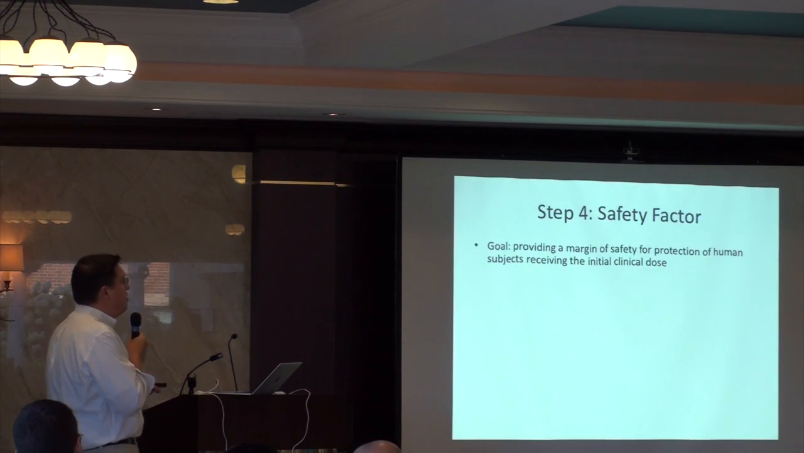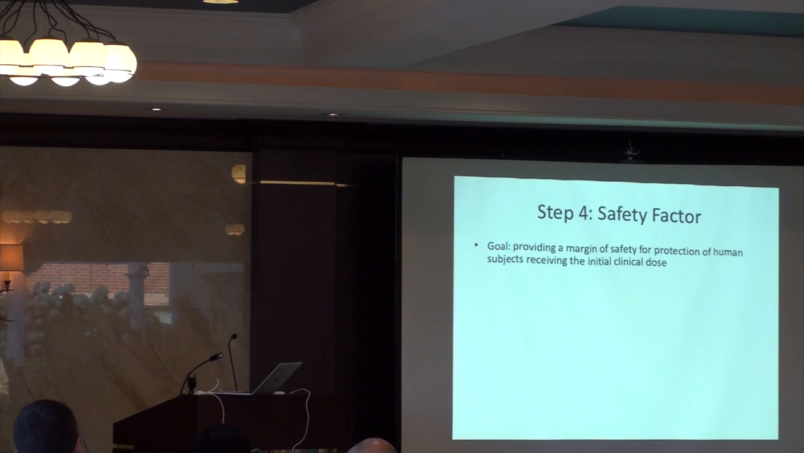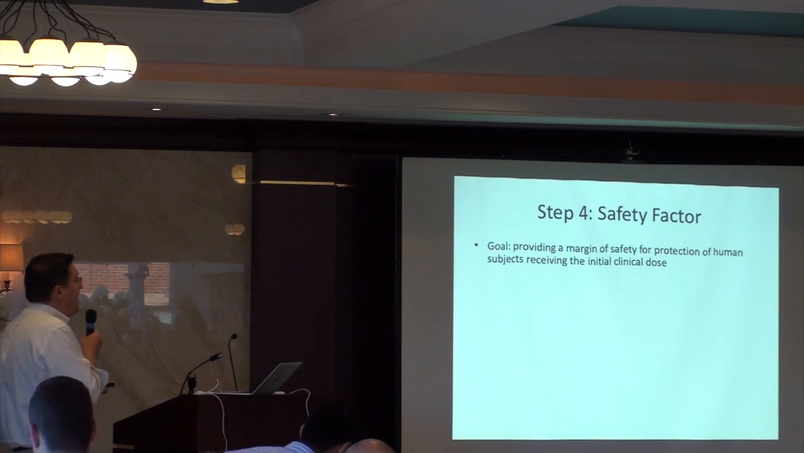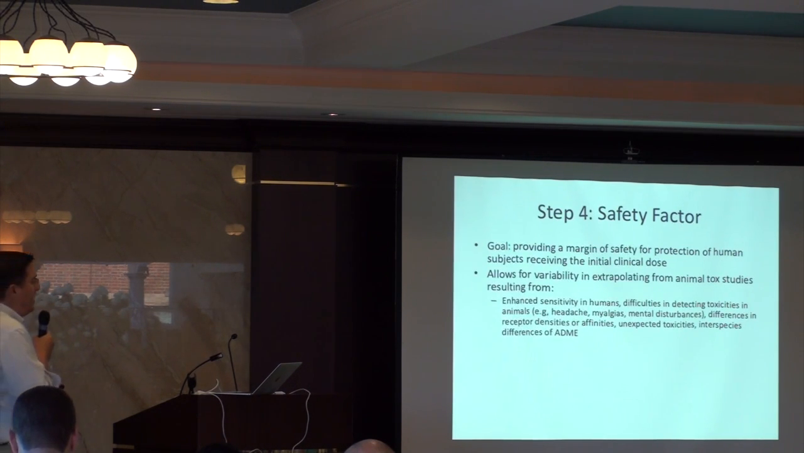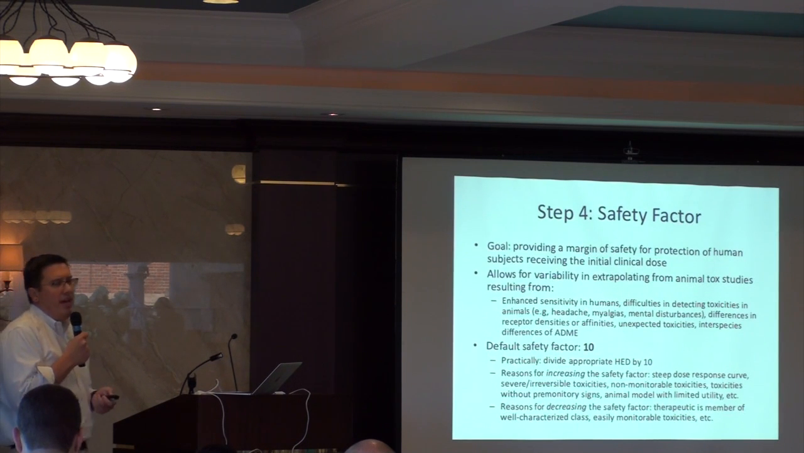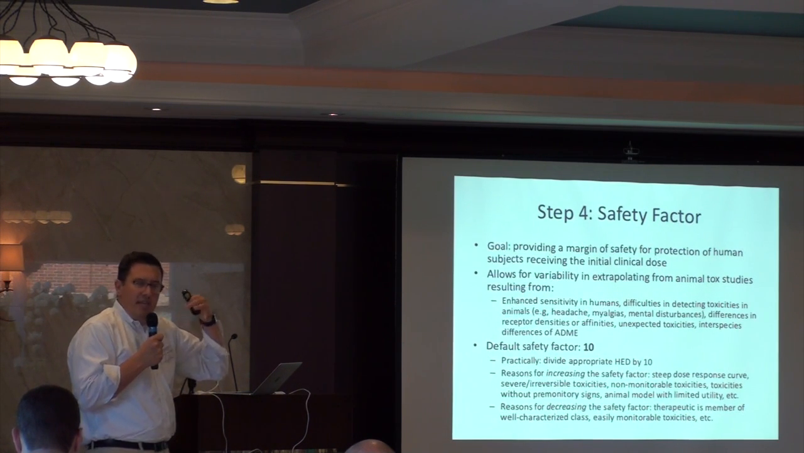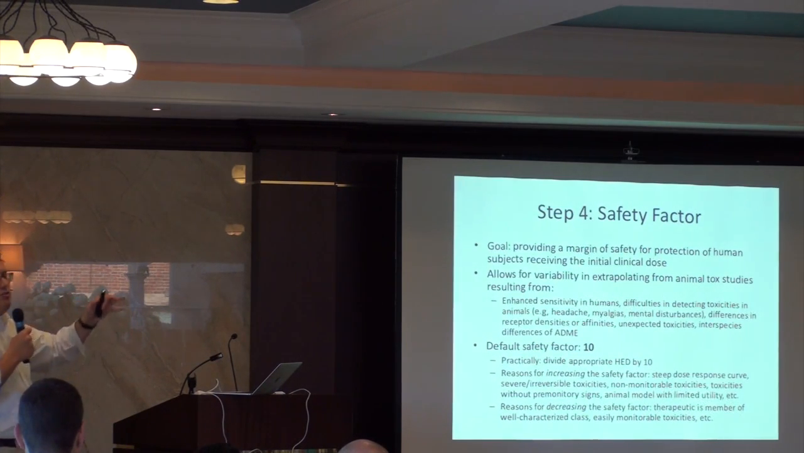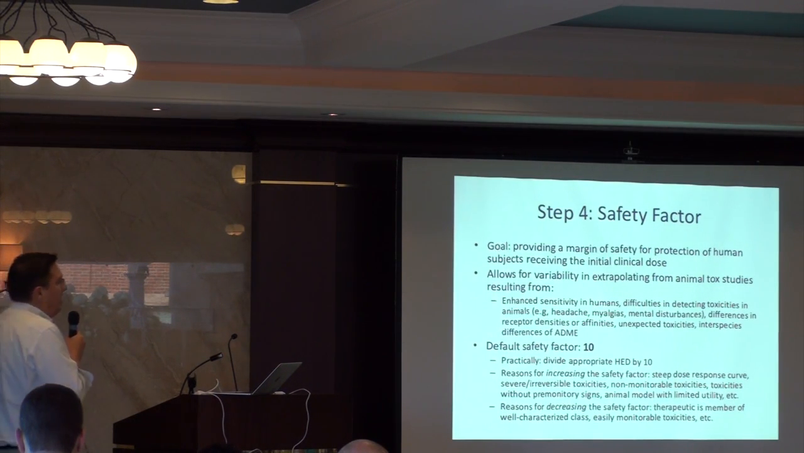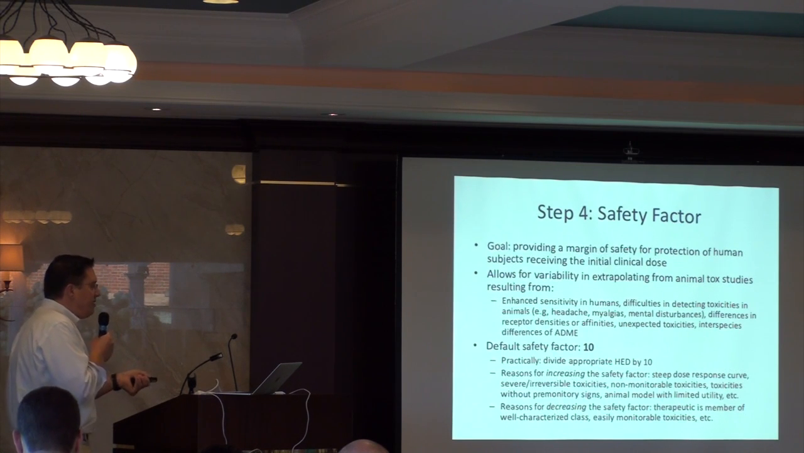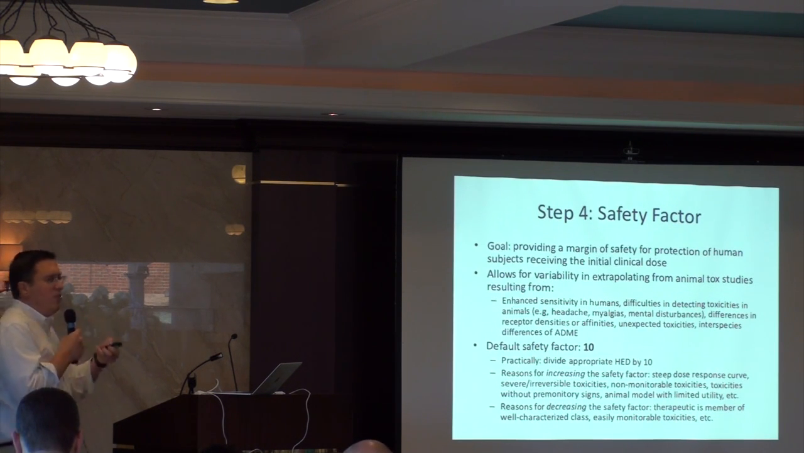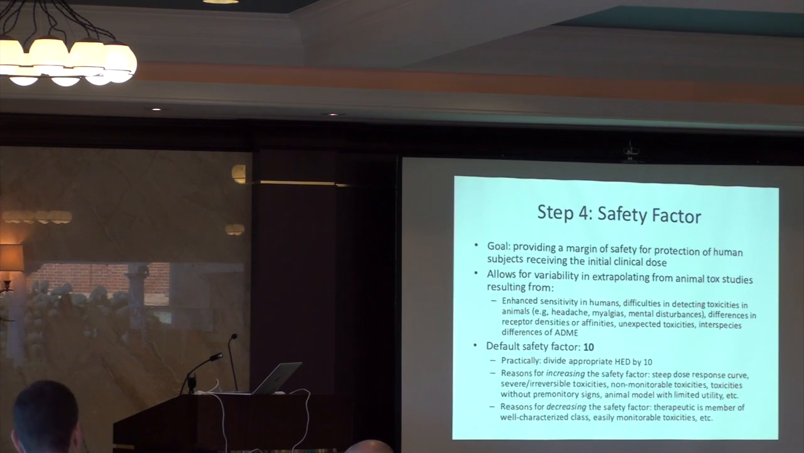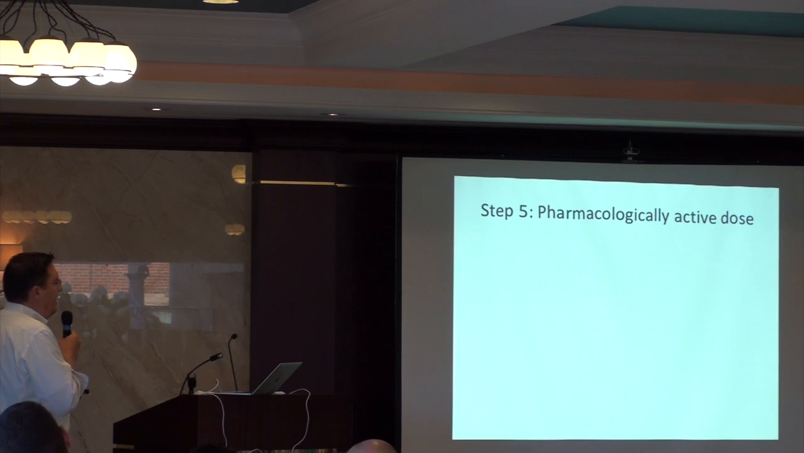The next is the safety factor. Why do we need a safety factor? Because we have many uncertainties, certainly. And also you want to go in with a good margin of safety, and the standard default safety factor by FDA is 10, meaning go for your lowest human equivalent dose divided by 10, and that should then be your safe starting dose. There are reasons to increase this safety factor, for example, if there are non-monitorable toxicities. You can also decrease it, for example, if the drug is in a well characterized class. But the default is 10.